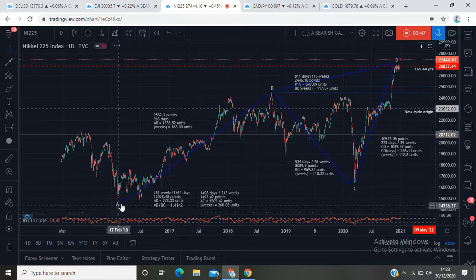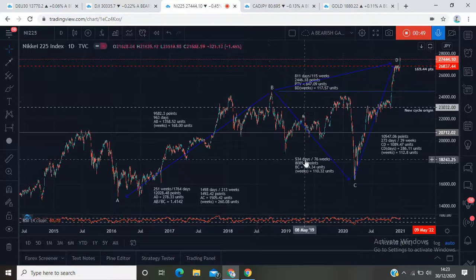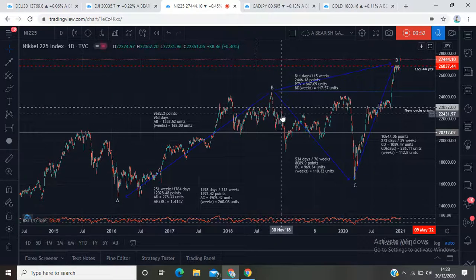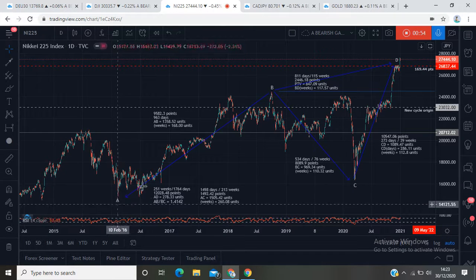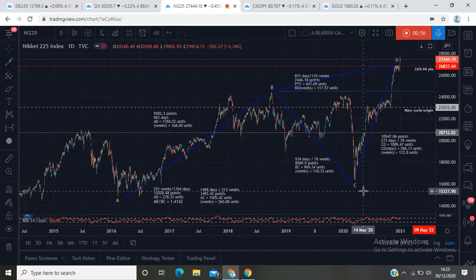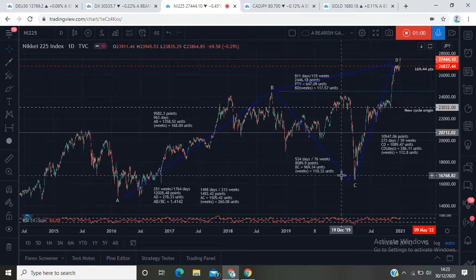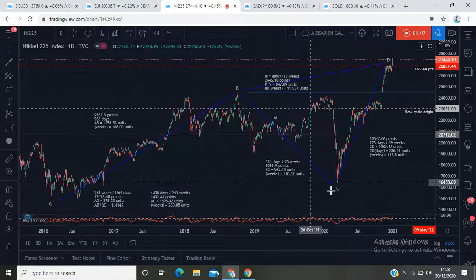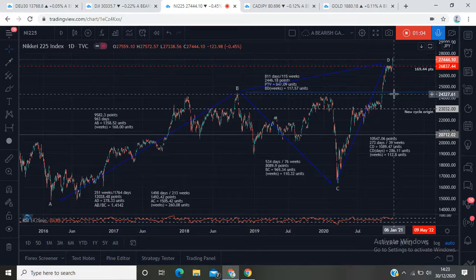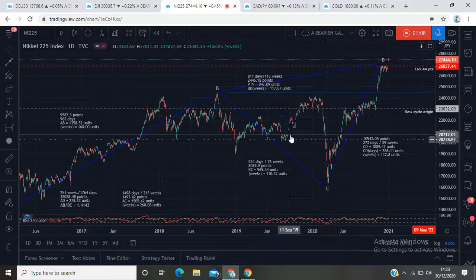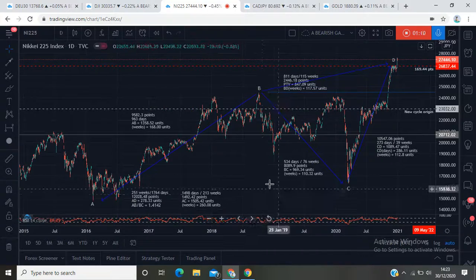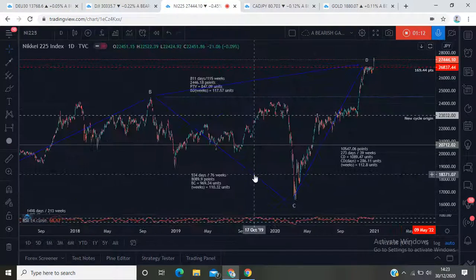So this part from A to B will not be part of our discussion now because, as we said, the swing from A, B to C was one cycle which was completed, and the swing from C upwards is a new cycle or a new wave in progress. So this part A to B will not be part of our discussion today.